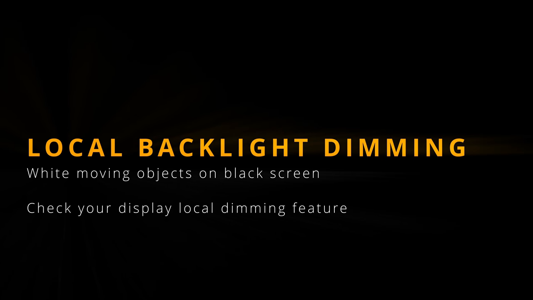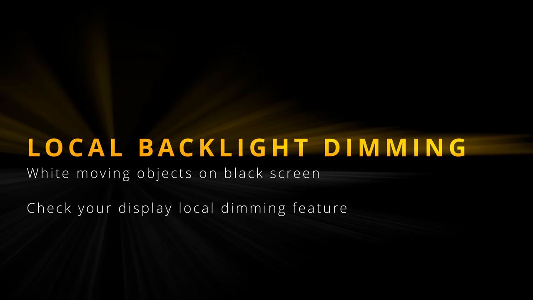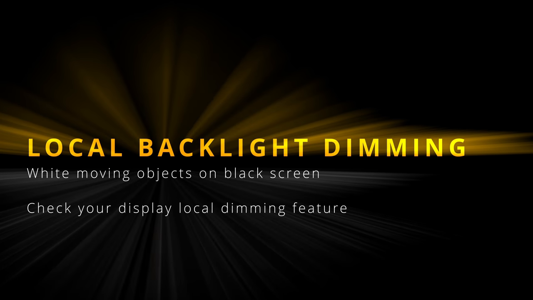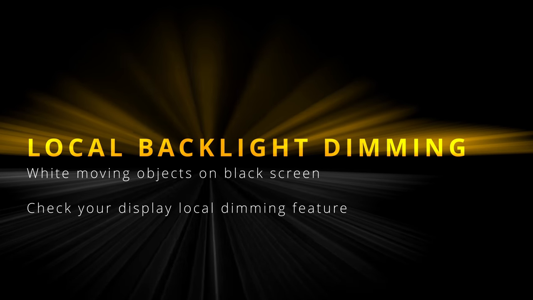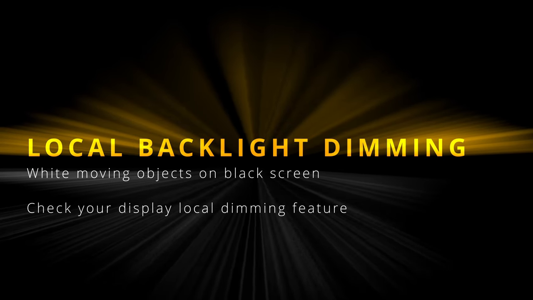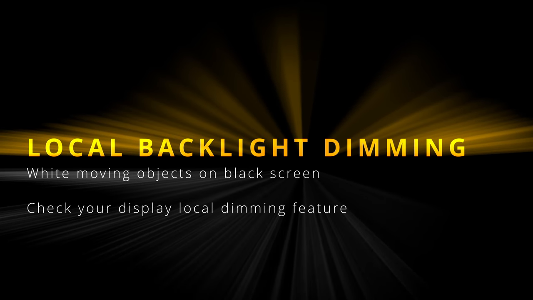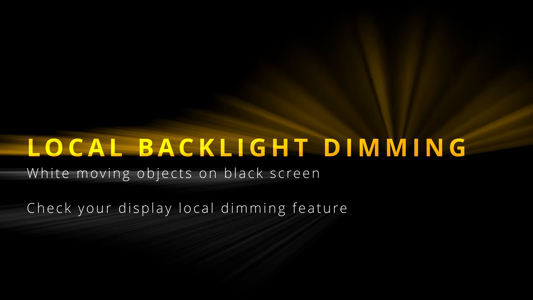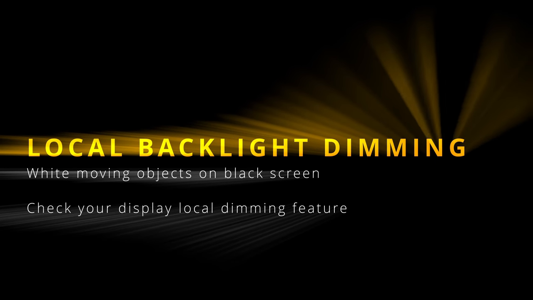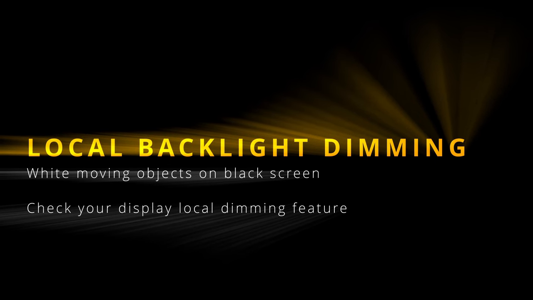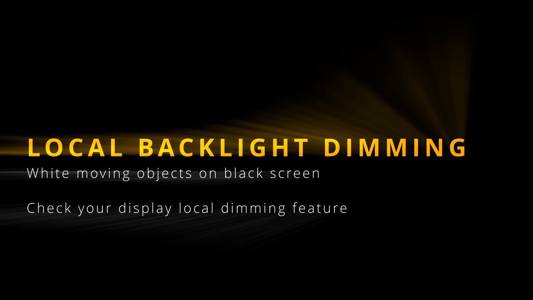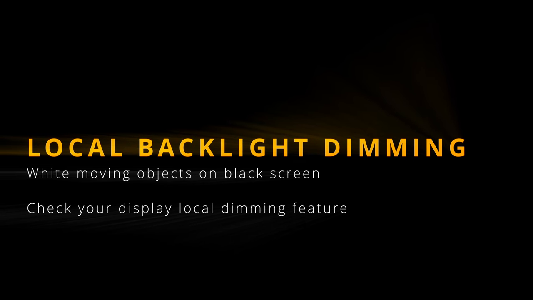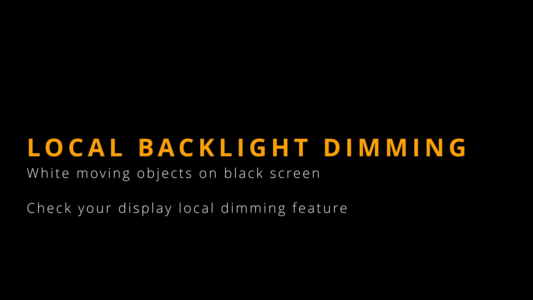This is the fifth part of tests, and we will be checking your display local backlight dimming by showing moving white objects on black background in full screen. If you see any lighter parts on black background, your display has probably low quality local backlight dimming inside. Unfortunately, quality of local backlight dimming is by design model and manufacturer dependent and it cannot be fixed in any way. The only option is to get a different model with better local backlight dimming solution. So, let's give it a go.